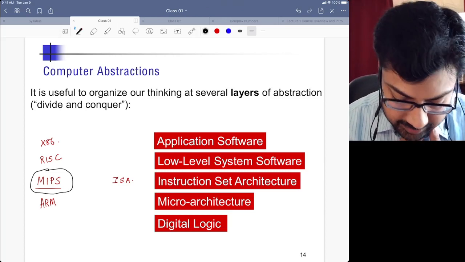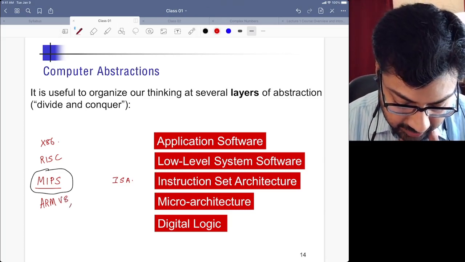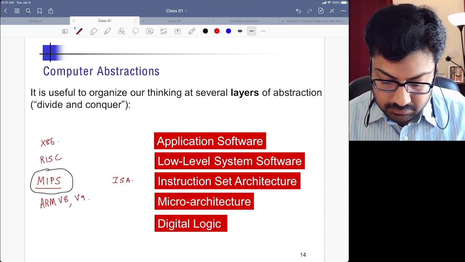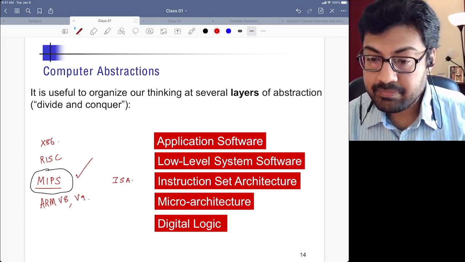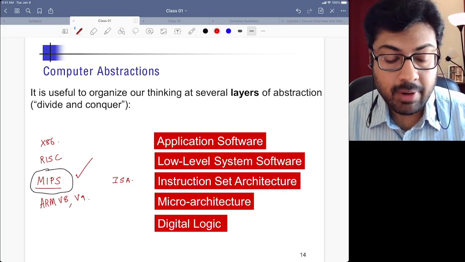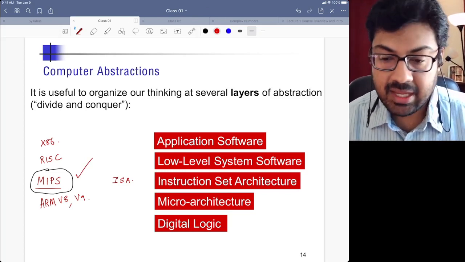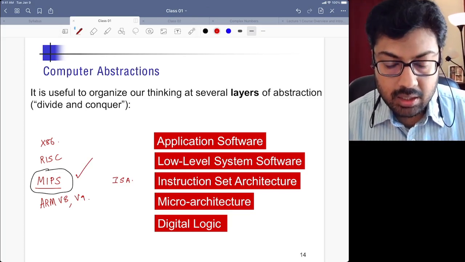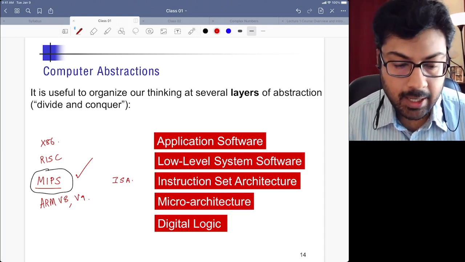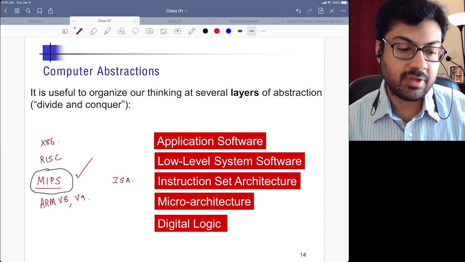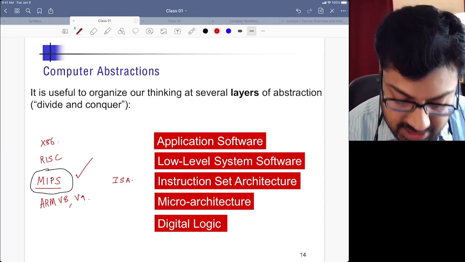So maybe you say V8 and now V9, right? Okay. So we will be using MIPS. Now, one thing that I want to point out about the MIPS ISA is there will be instructions, there will be registers. It is an assembly language, right? Essentially, it's an assembly.